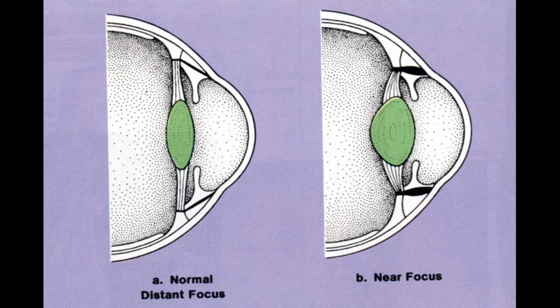This picture shows the anatomical location of the ciliary muscle in relation to the ligament. This is the ciliary muscle and this is the ligament attached to the lens. Normally, the ciliary muscle is relaxed and the lens is relatively flat.